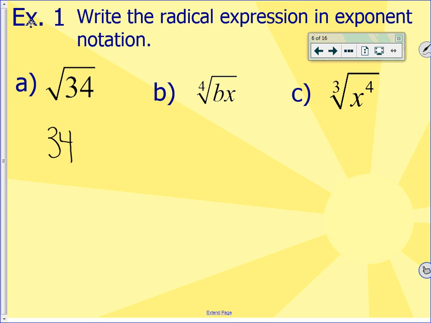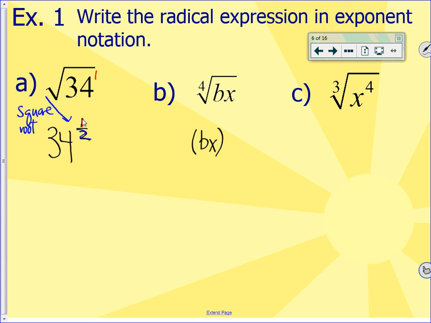DJ? Okay. All right, what is it? 34 to the what? 1/2. So what you want to ask yourself is, what's the power of 34? Well, 34 is just to the first power. So this is 34 to the first, so that 1 goes in the numerator. Then you ask, what root is being taken? Well, it's the square root. So the 2 goes in the denominator, because it's square root. So that is 34 to the 1/2 power.